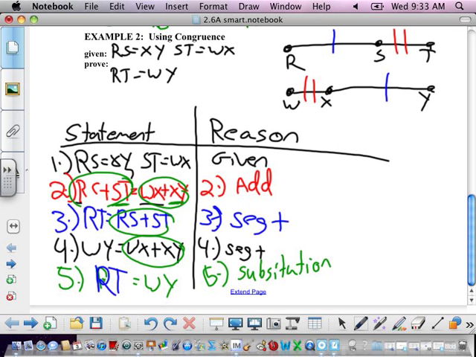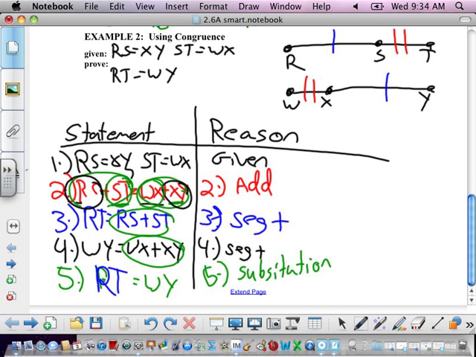Since, see how it says RS equals XY up here? RS equals XY. So they're the same thing. And I'm adding the same thing, ST and WX, to it. You good? That's a great question. Anybody else before we try the next one?